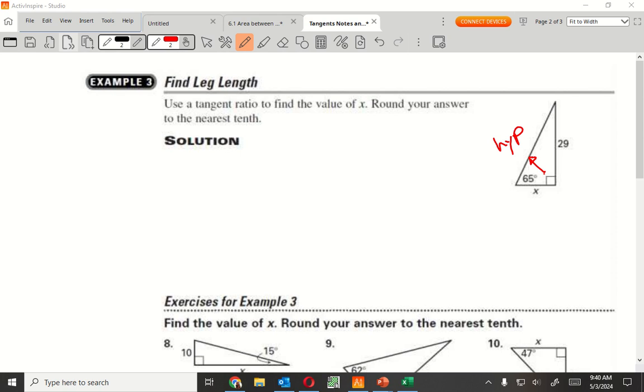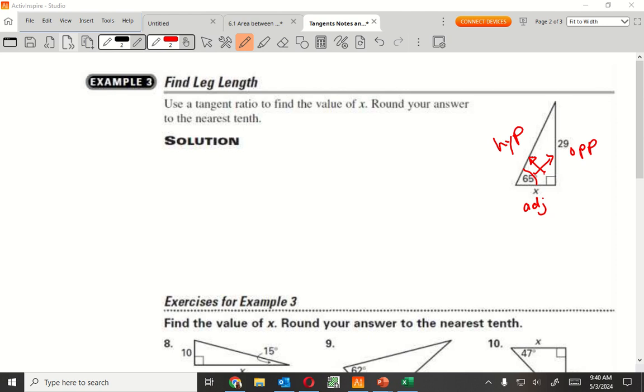Okay, down here on the bottom, this is adjacent, right? Because from my angle, this side over there is opposite. And my last one is adjacent. As you do them, label them, please. That's going to help you out all the time.